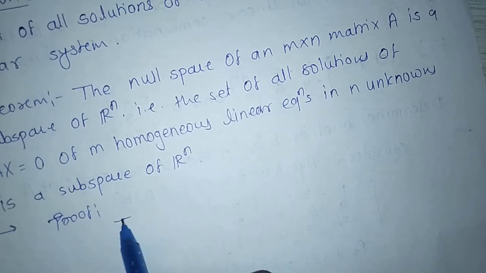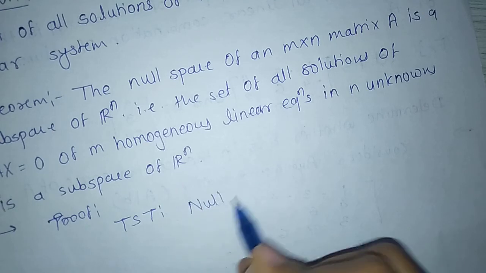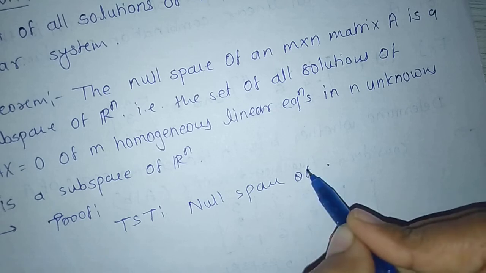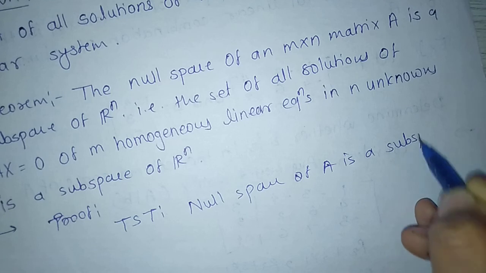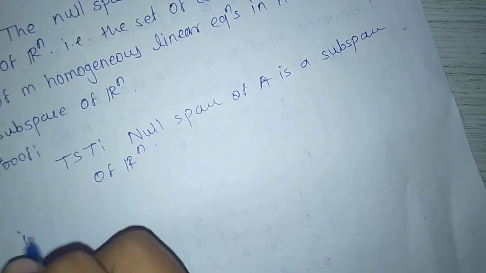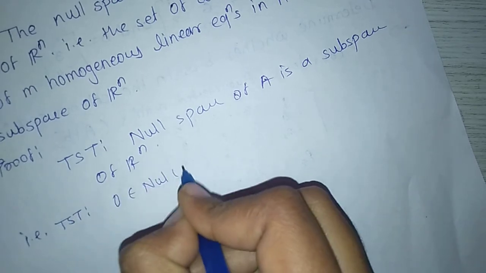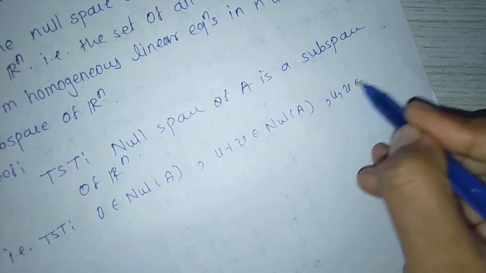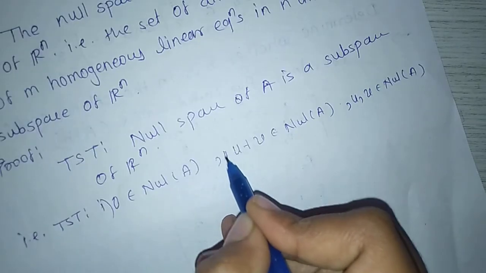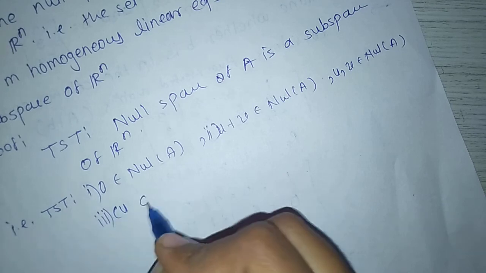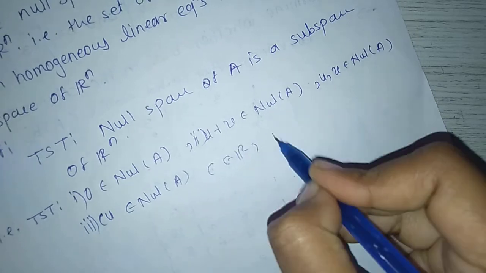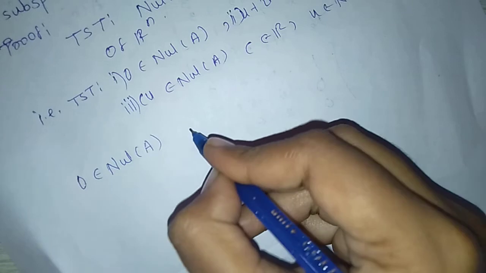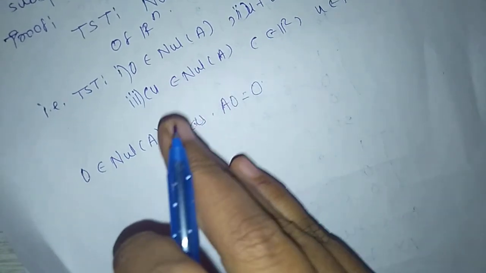Proof: to show that the null space of A is a subspace of Rn, we have to show that 0 belongs to the null space of A, also u plus v belongs to the null space of A, where u, v belong to the null space of A. Also, c times u belongs to the null space of A, where c is a scalar and u belongs to the null space of A. First, 0 belongs to the null space of A because A times 0 equals 0. That's why 0 belongs to the null space of A.